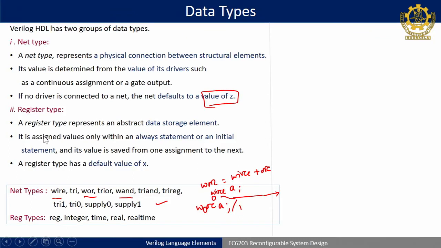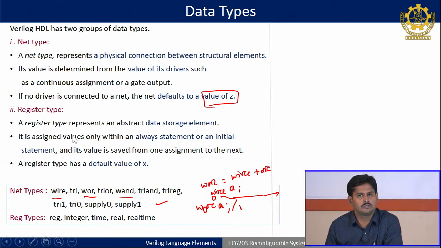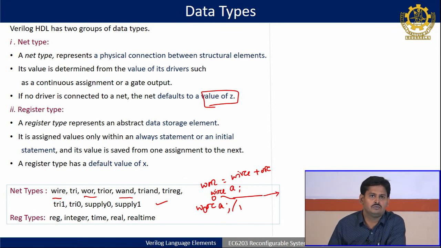Unlike a net, a register is used to store a data element. The register type represents a data storage element, mostly used in behavioral level modeling, and mostly used in initial and always statements. We have seen that if we want to assign a certain value to any variable within an initial or always block, then we have to define those variables in the declaration part of the module as register type. So, assume that this will store values.